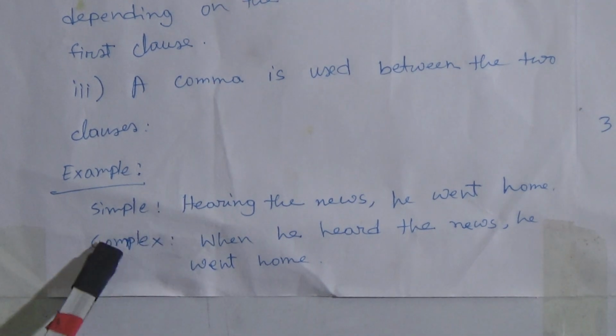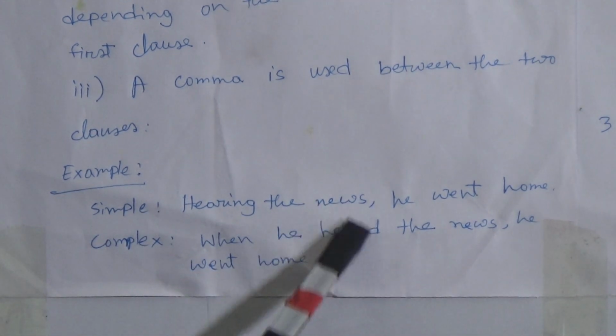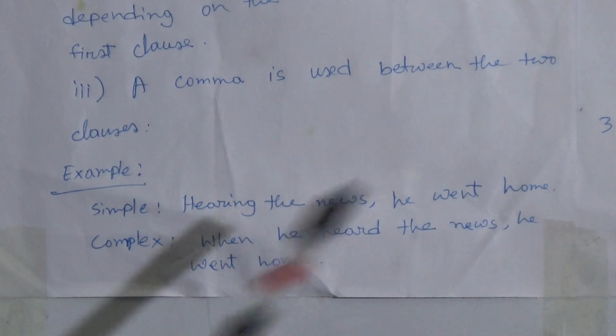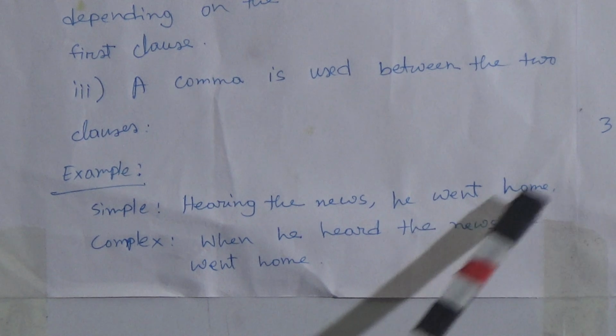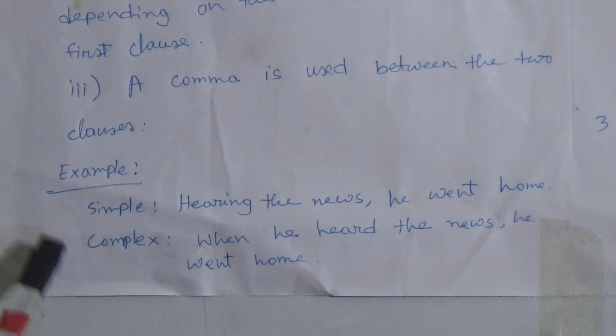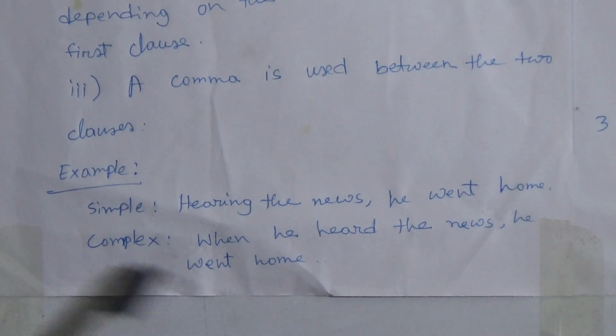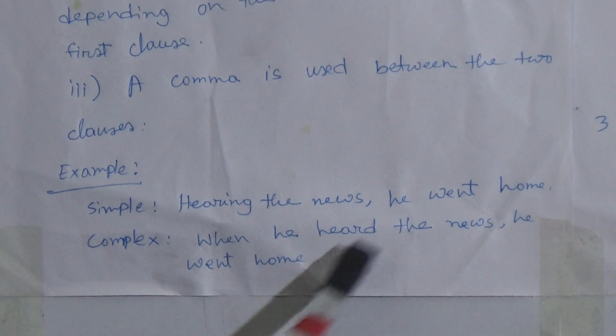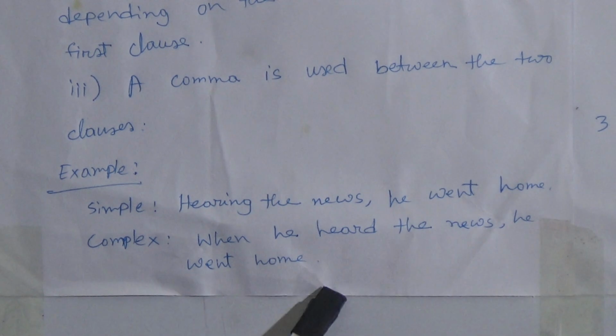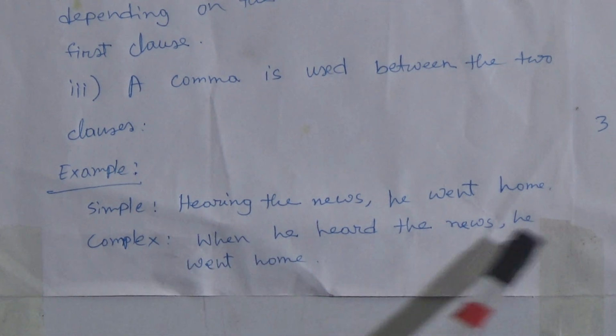Look here, in simple sentence, hearing the news, comma, he went home, full stop. Okay, look here, my example is what? Hearing the news, comma, he went home. So as per our rule, here you have to write its complex sentence like this, so you have to make it in complex sentence. Look here, when he heard the news, he went home.